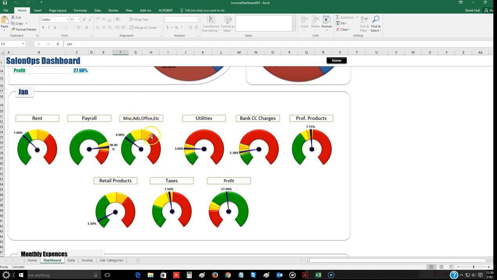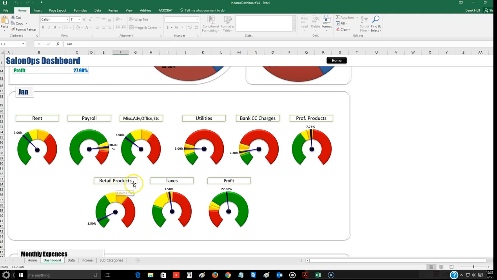I'll show you where those calculations come from and what goes under miscellaneous. Utilities, bank credit card charges, so that's going to be your credit card machine and your monthly bank charges. Professional products, this is going to be your back bar, color, things like that you're using in a salon. Retail products, this is the revolving retail money you spend on a monthly basis. Obviously, you're always going to have some money tied up in retail stock. Whether you're making money or not, you always have to reinvest a portion of that money.